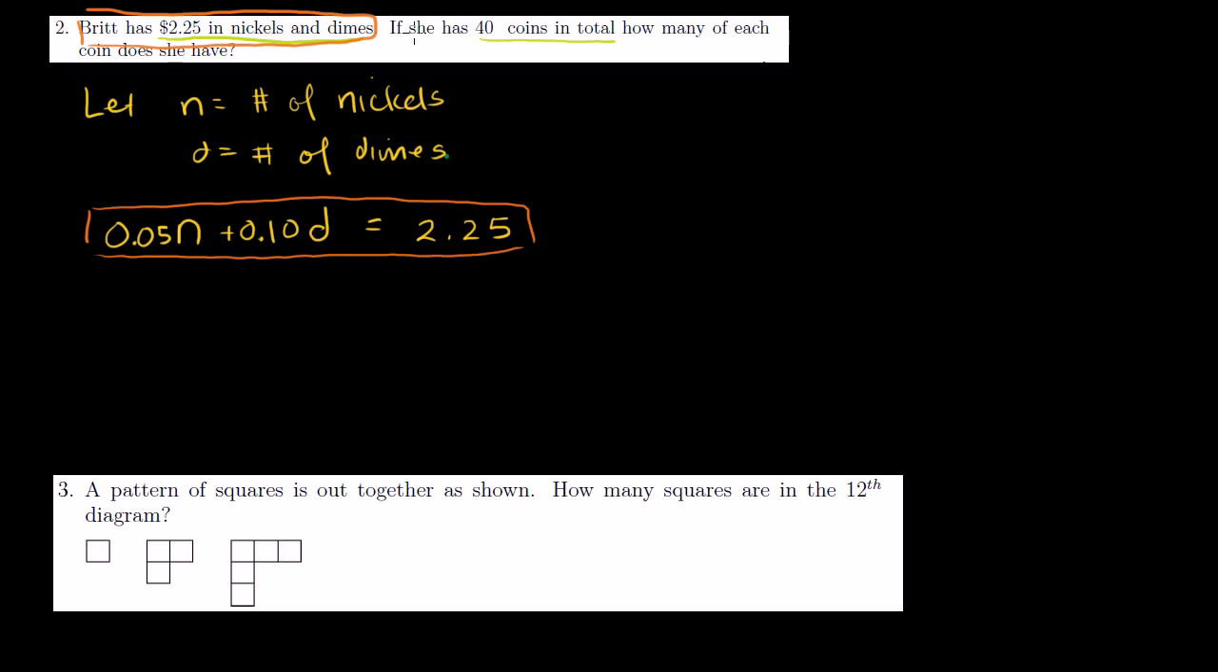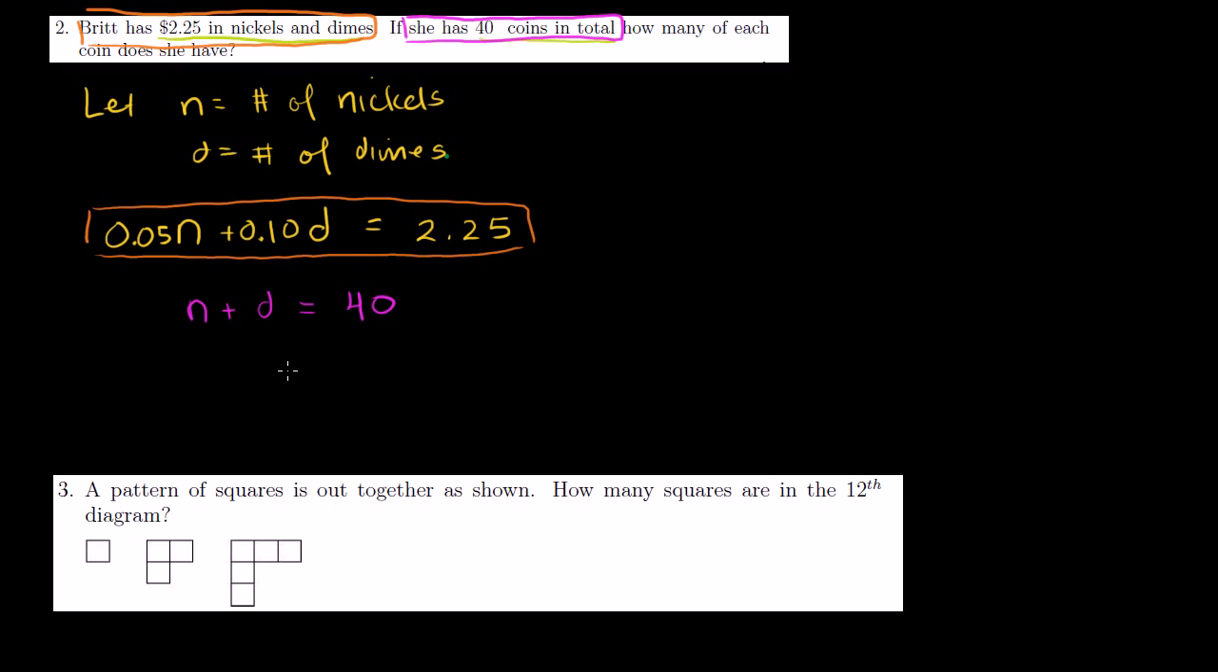Now, this second statement, she has 40 coins in total. And I'm assuming that she only has nickels and dimes, that there aren't any other coins. So 40 coins in total means that the number of nickels plus the number of dimes has to be equal to 40. That's what that information tells us. Now we have two equations with two unknowns.